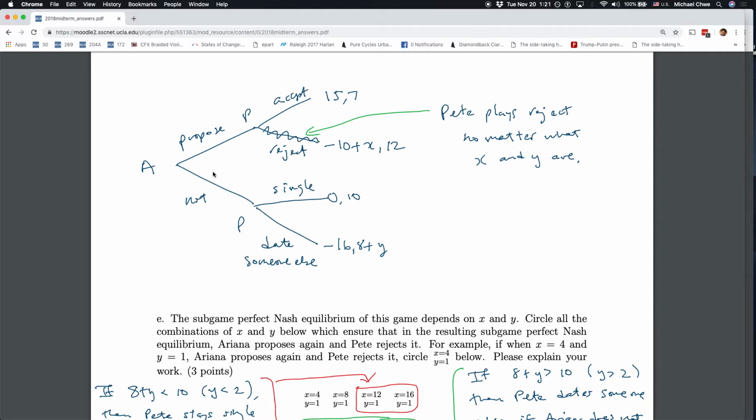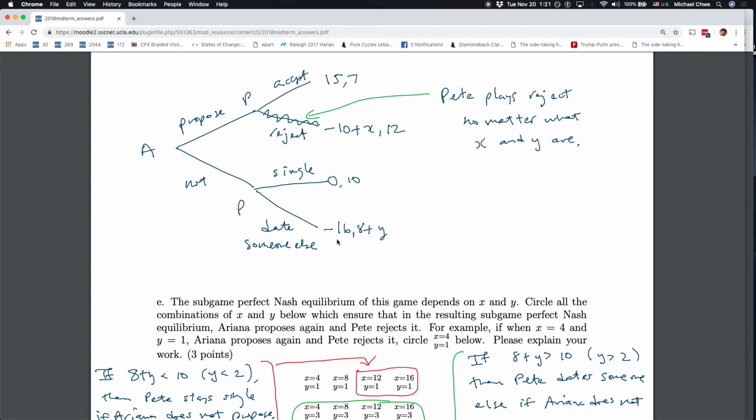Pete's remaining single down here, so Ariana chooses between propose or not. She's choosing between minus 10 plus X and 0, right? So she'll choose propose if minus 10 plus X is bigger than 0, i.e. if X is bigger than 10. So when Y is 1, X has to be bigger than 10. Does that make sense? Okay.